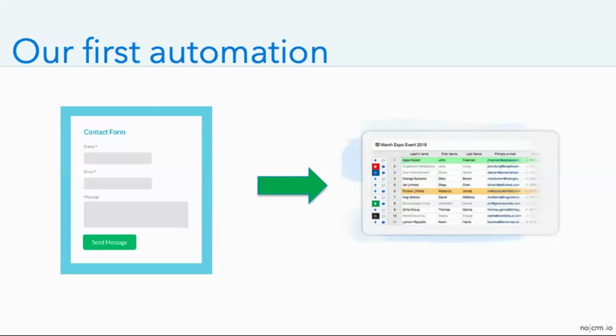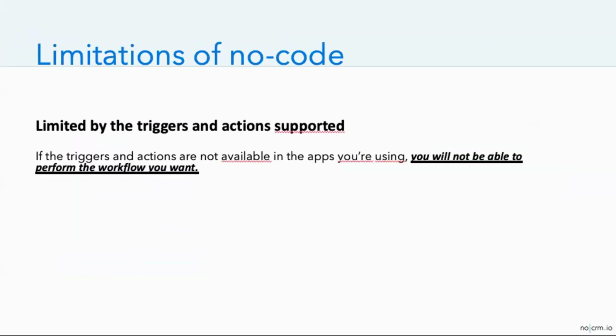All right, so now that we're done with our first automation, basically we can start talking about the limitations of no code, and in specific, limitations of no code in applications like Zapier. It is limited by the triggers and actions that are supported by the application that you're using. So if the triggers and actions are not available in the app, you will not be able to perform the workflow that you want. So an example would be, earlier we saw Typeform, right? When I clicked on the trigger event, I only had one, which is entry submitted.